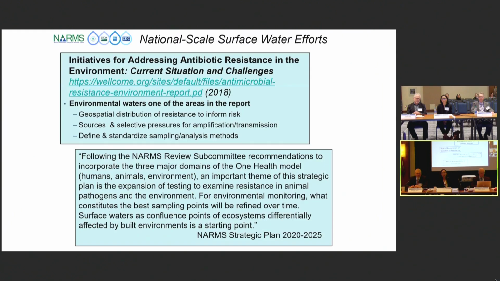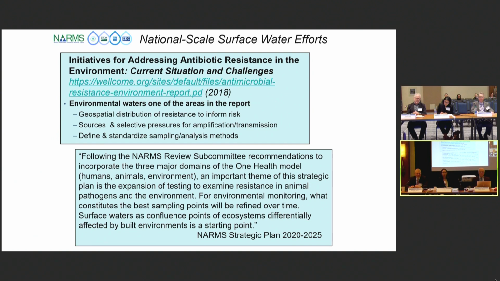Next slide. This slide has a couple bullets in it. The top one is yet another review from 2018 that specifically talks about surface water and the factors that you need to consider with surface water. It shares some of the same considerations. One, looking at spatial distribution to inform risk, and looking at sources and selective pressures for amplification and transmission. And then also this third element of really defining and standardizing sampling and analysis methods, which is really critical. There's no lack of data, but there is a lack of consistency in the data that's produced in the environment.